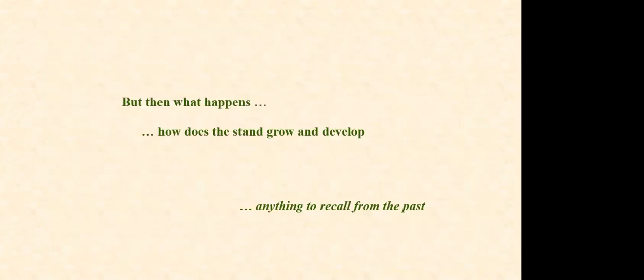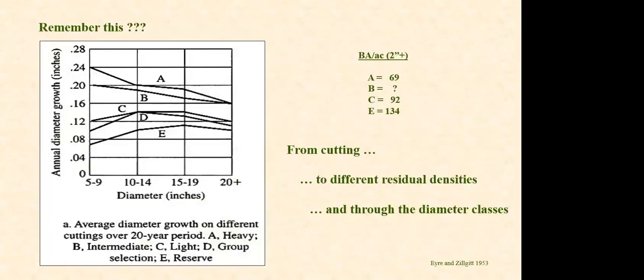But then what happens? How's that stand grow and develop? What can we recall from the past? Well, let's go back to Arnold and Gilbert. You remember this diagram from their bulletin 1076, 1953? They showed a series of stands cut to different residual densities. So the A line is about 70 square feet residual. And as you go to B, C, D, and E, you get higher and higher levels of residual stocking. E line is actually an old growth stand with about 135 square feet per acre.